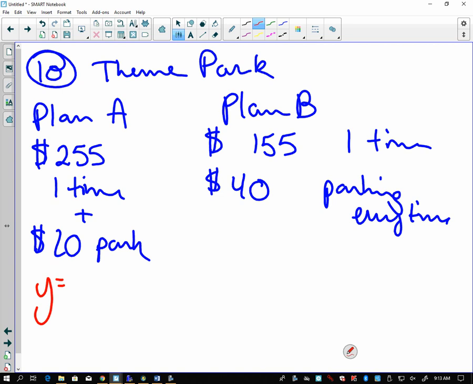Okay, 255 plus 20p, that's correct. I'm going to write it as 20p plus 255, right? That way it looks like the slope-intercept form of the equation. Does that work for you guys? Okay, what about this equation over here?